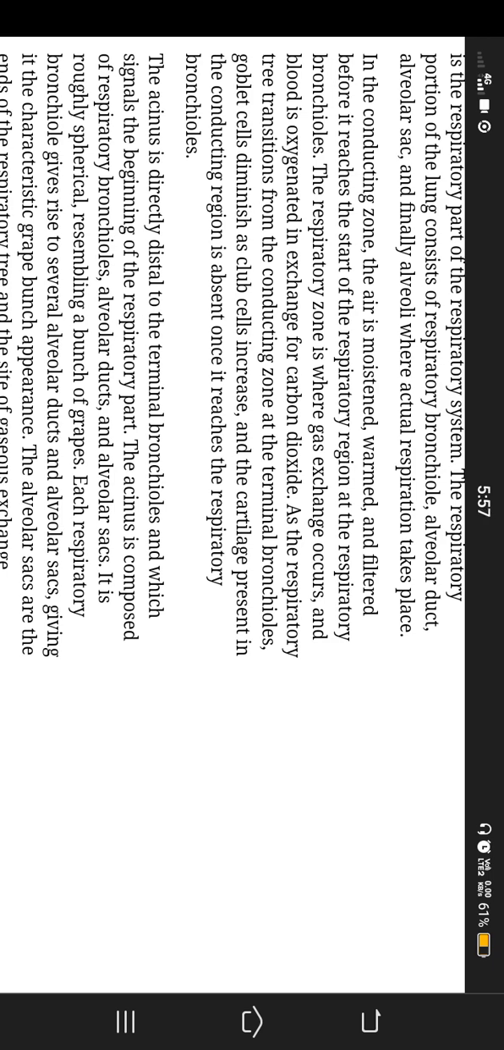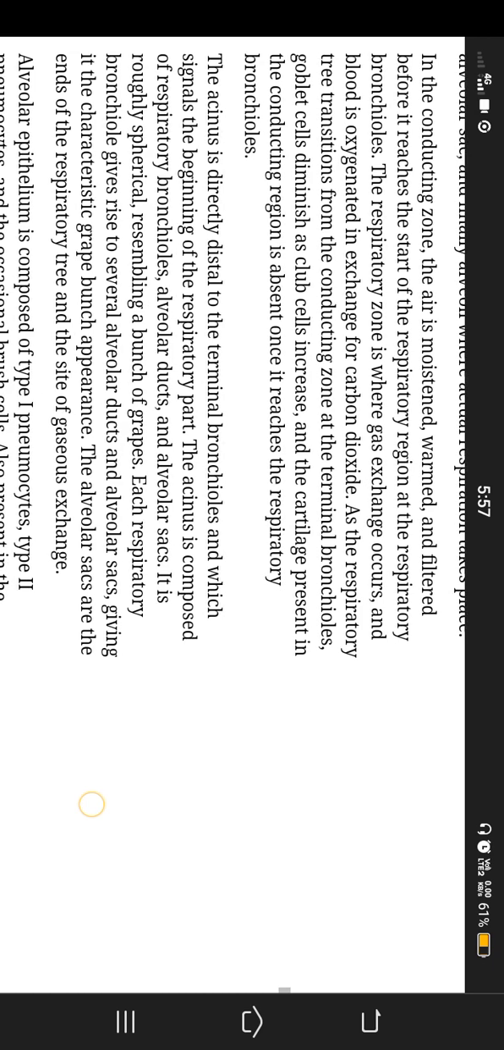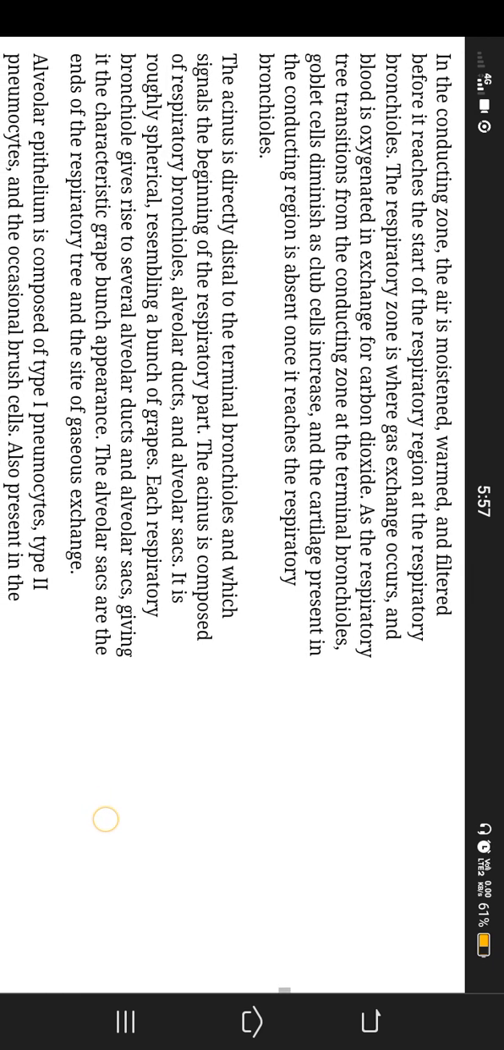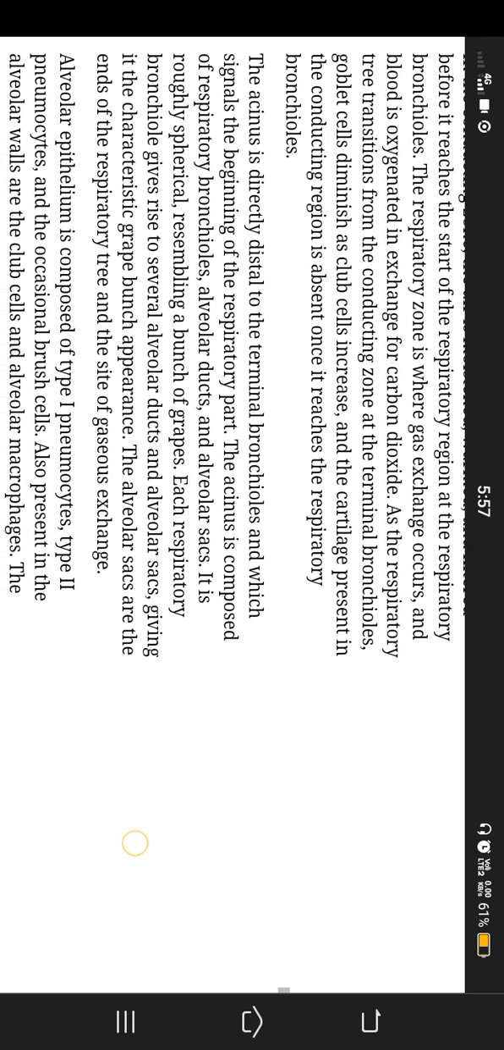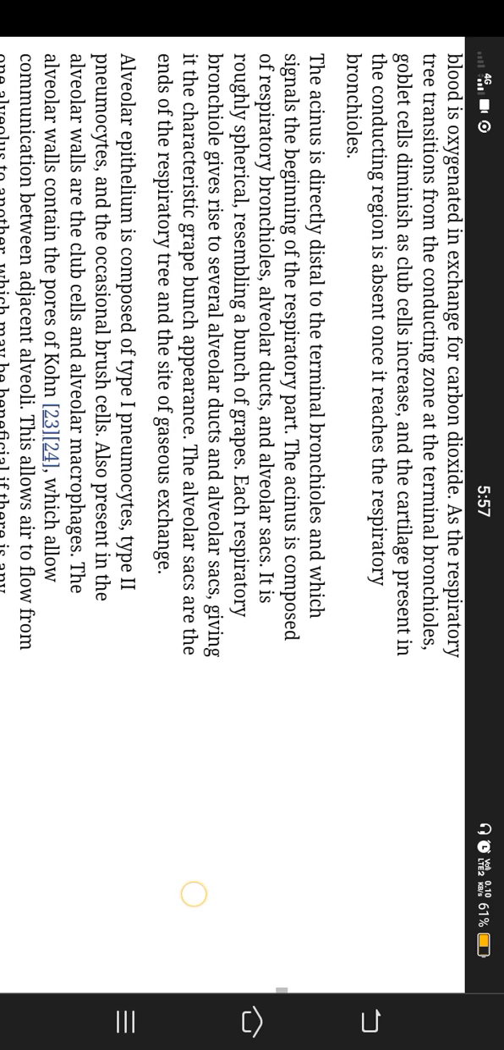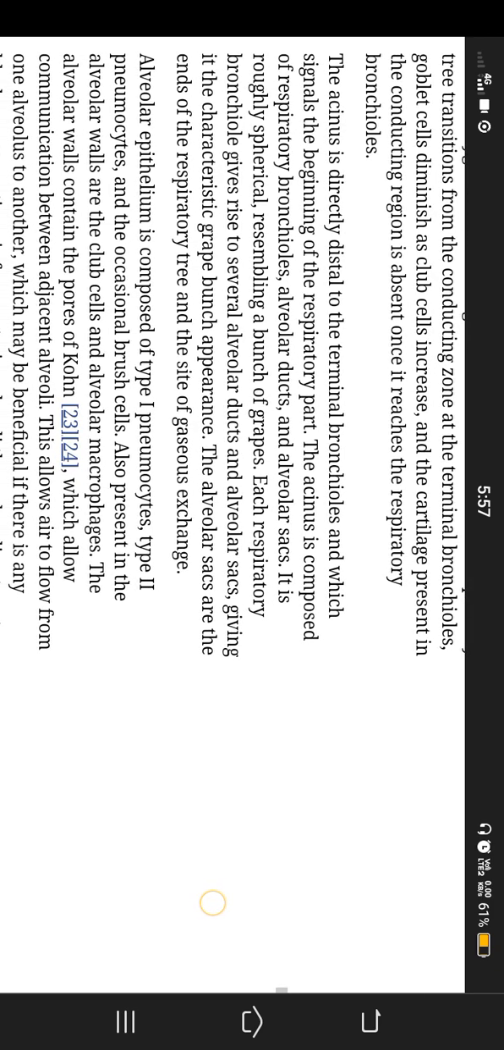The respiratory zone is where gas exchange occurs and blood is oxygenated in exchange for carbon dioxide. As the respiratory tree transitions from the conducting zone at the terminal bronchioles, goblet cells diminish as club cells increase, and the cartilage present in the conducting region is absent once it reaches the respiratory bronchioles. The acinus is directly distal to the terminal bronchioles and signals the beginning of the respiratory part.